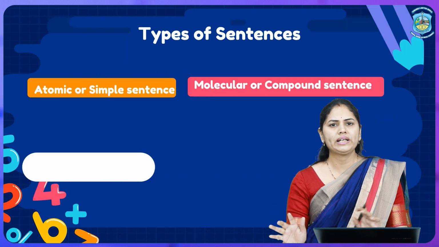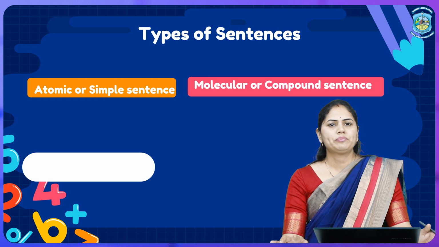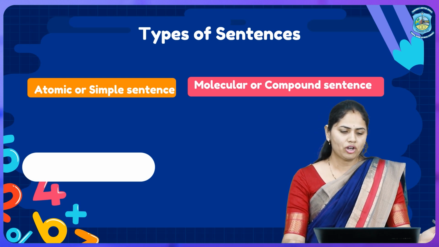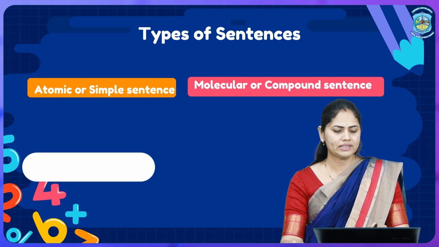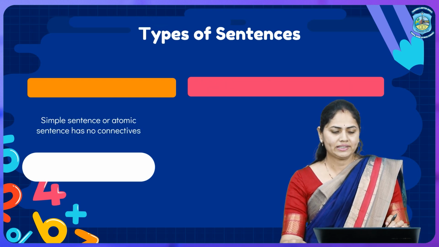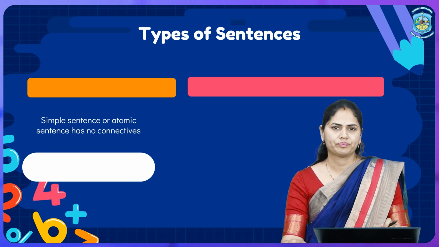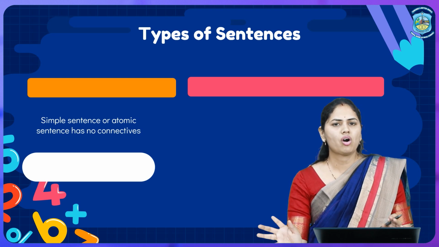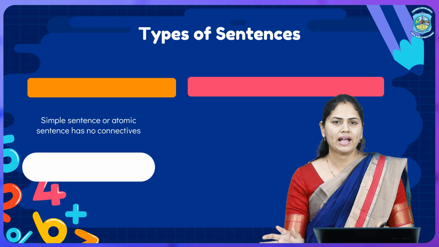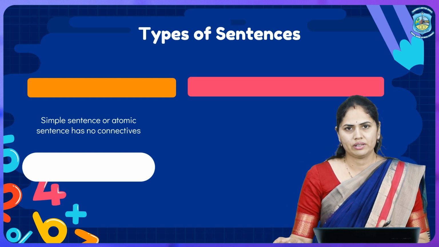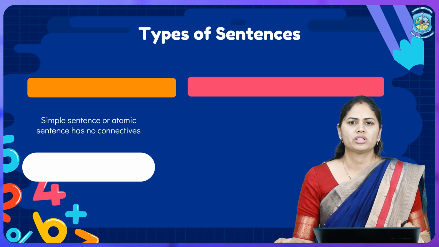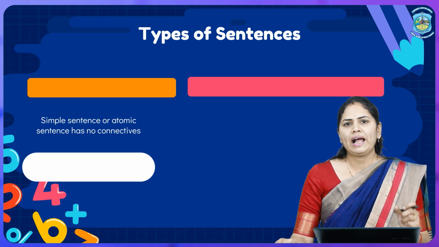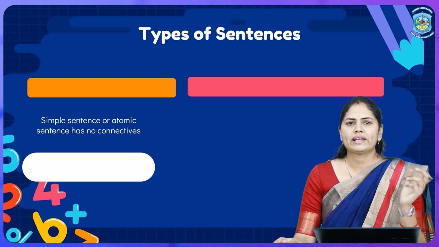When we talk about sentences, we have two types: atomic or simple sentence, and molecular or compound sentence. A simple sentence or atomic sentence has no connectives. Means if I am saying Bhopal is the capital of Madhya Pradesh, it is a single statement and it does not have any connectives.